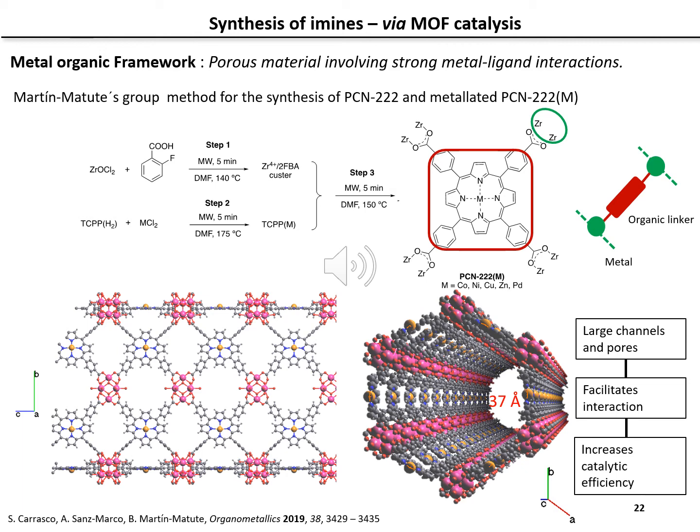Here we have the zirconium playing the role of the metal and the porphyrin in red playing the role of organic linker. And this pattern can be extended in a 3D structure, shown just below, where we can have a tunnel with a large channel and pore. We can facilitate the interaction of the substrate and the metal, and in this way increase the catalytic efficiency.